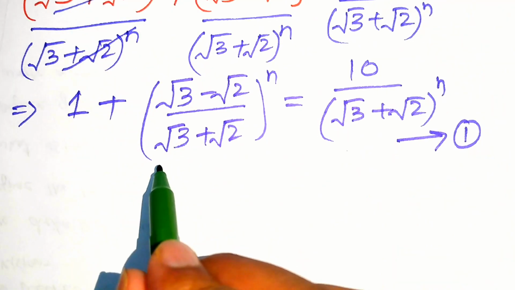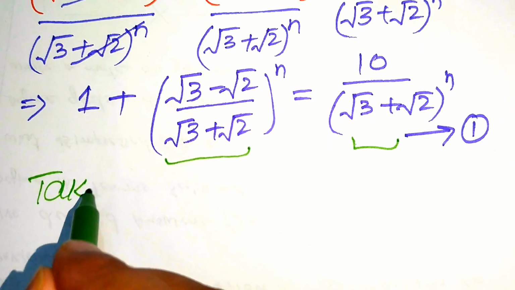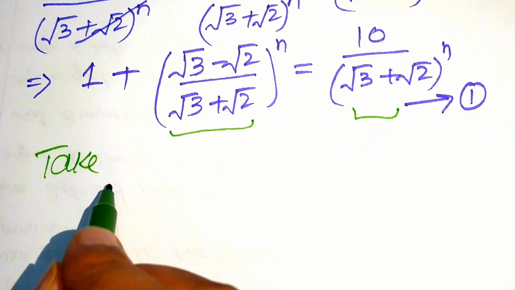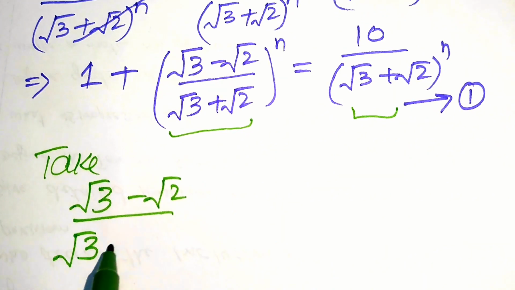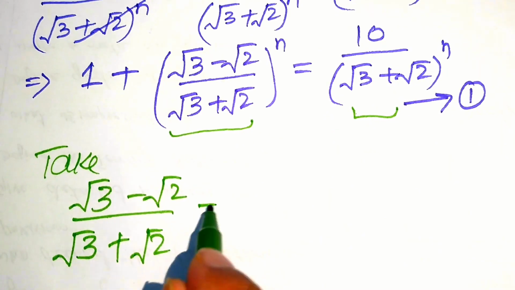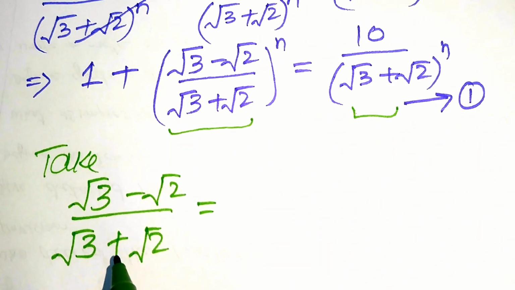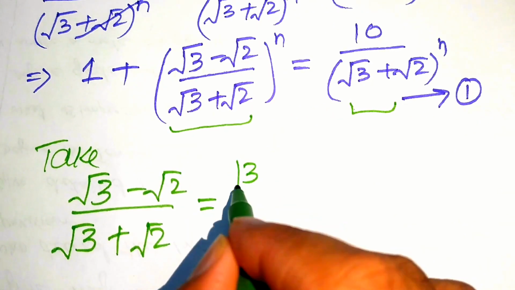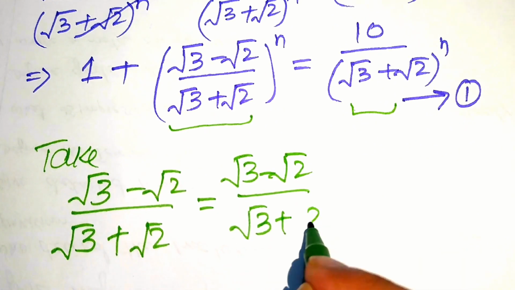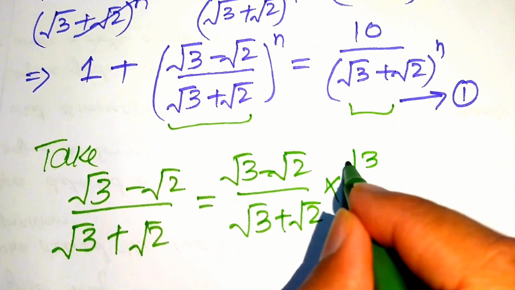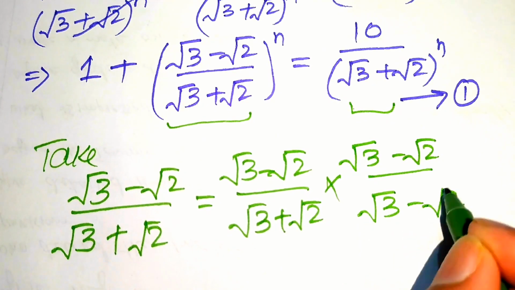We need to simplify this term and this term as well. First we take this term, which equals (√3 − √2)/(√3 + √2). We take this term inside the base, and now we can rationalize it. So we obtain (√3 − √2)/(√3 + √2) multiplied by (√3 − √2)/(√3 − √2).